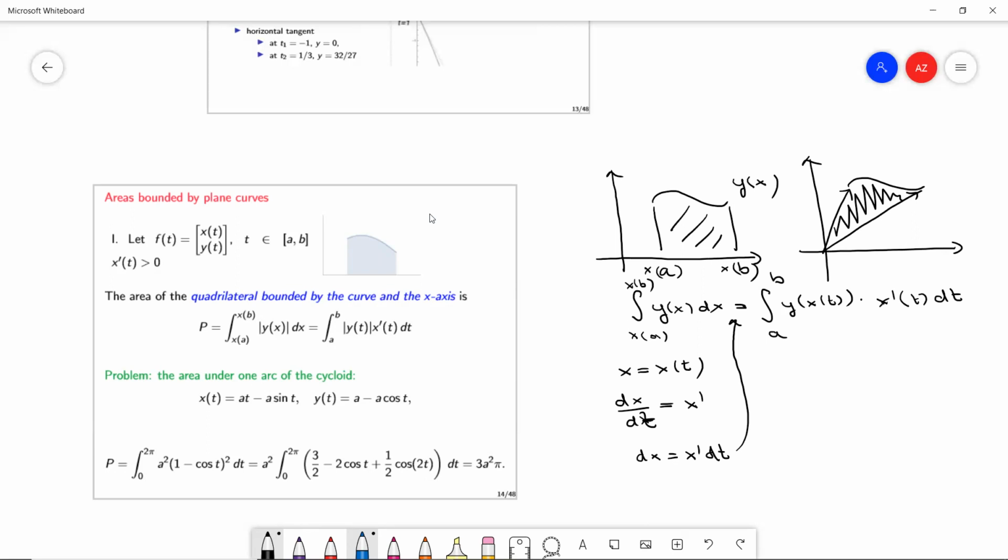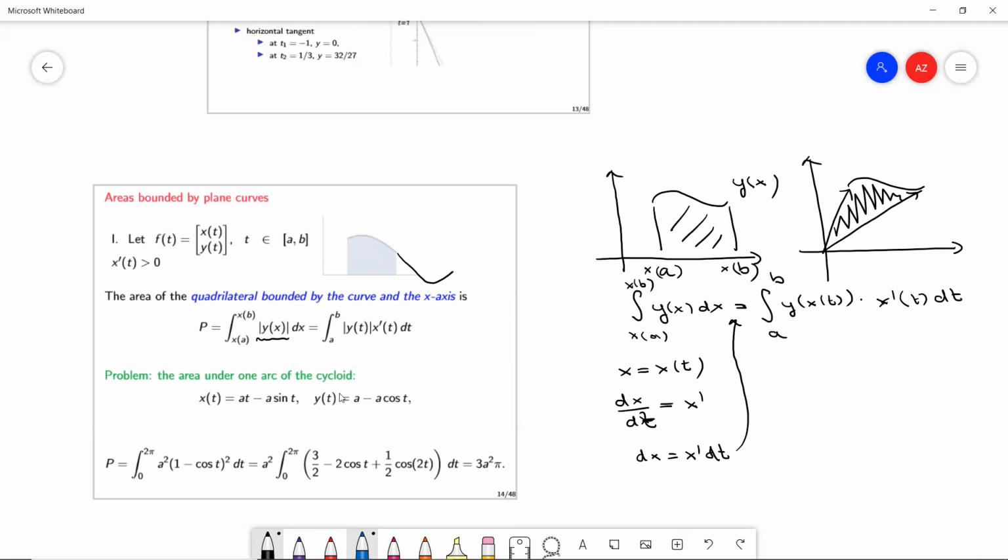And here on the slides we have the absolute value of y to also cover the case where the curve goes below the x-axis. If it's above the x-axis, then we don't need the absolute value.